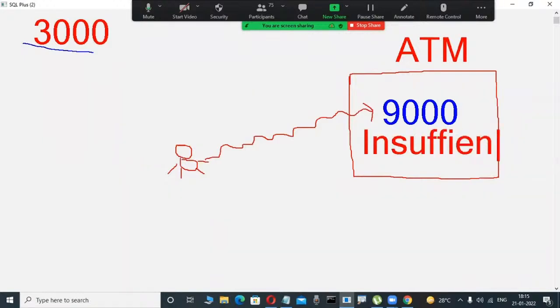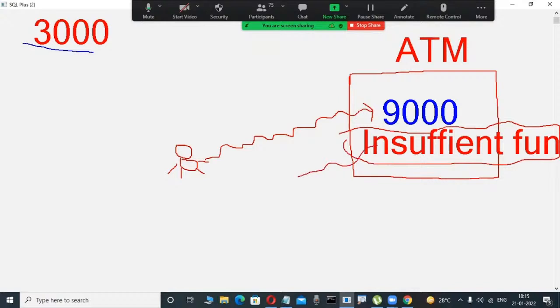Why? Because here your balance is low, 3,000, but you are trying to retrieve more than 3,000, that is 9,000, 8,000, 7,000, like that. How is it possible? In that case only, the insufficient funds message will be displayed. But how is this message possible? Does the ATM center know?